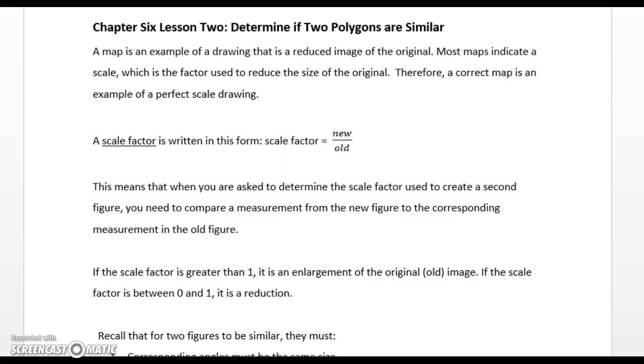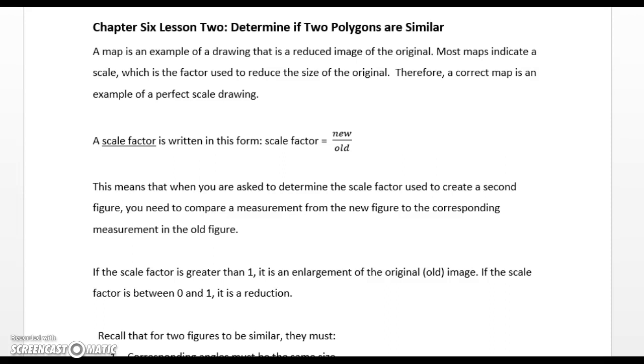So a map is an example of a drawing that is a reduced image of the original. Most maps indicate a scale, which is the factor used to reduce the size of the original. Therefore, a correct map is an example of a perfect scale drawing. So even just look at this example, there's something that we can pull out from here, which is something called a scale factor. So your scale factor essentially tells you the proportion that your image is either reduced or enlarged by compared to your original object.